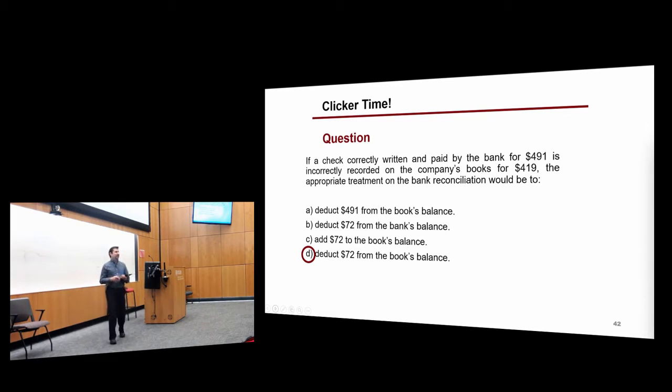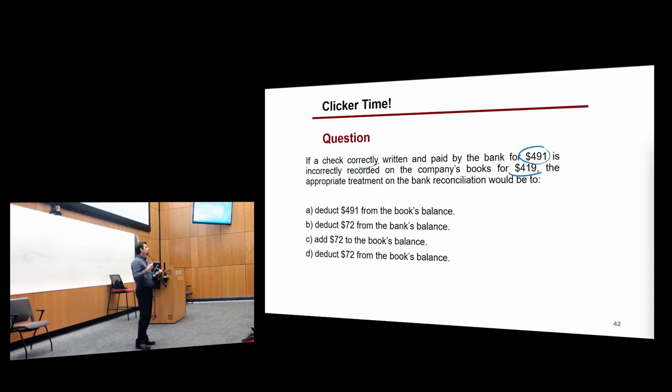So let's see what we have. The company wrote a check. When you say here a check correctly written by the company, okay? So the company wrote a check for 491. That was the correct amount. It was correctly paid by the bank. So the error is at which side? The company. The company made the error. They incorrectly recorded that as a payment of 419.